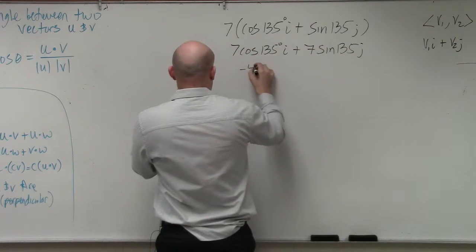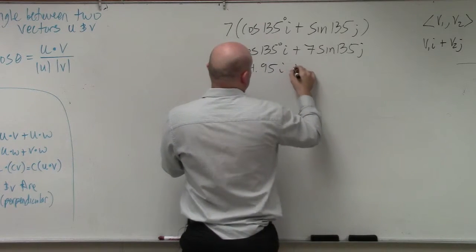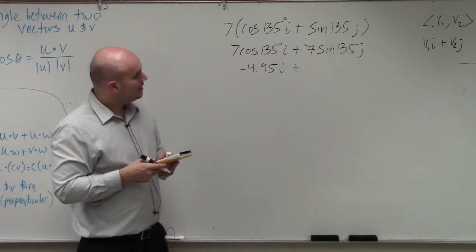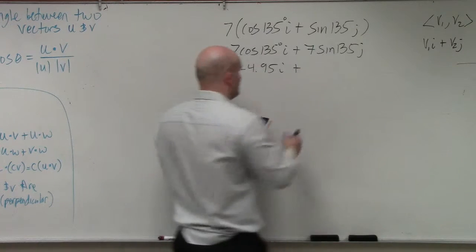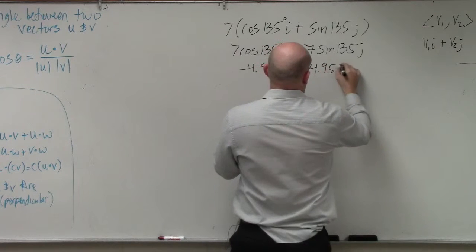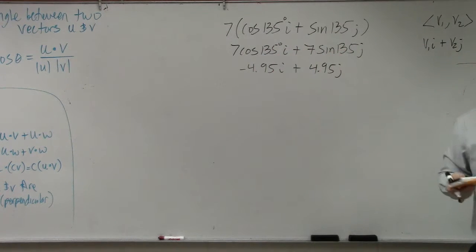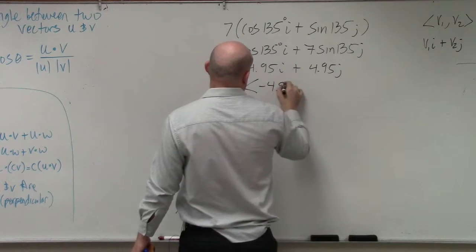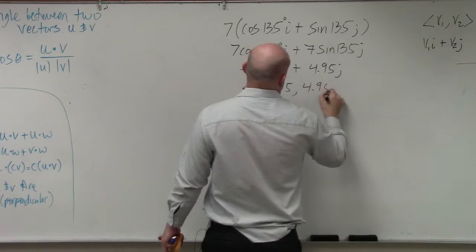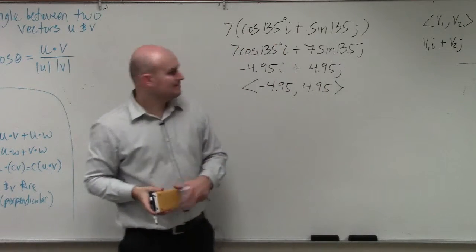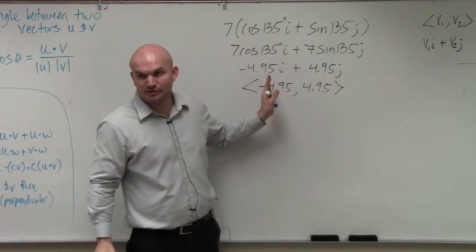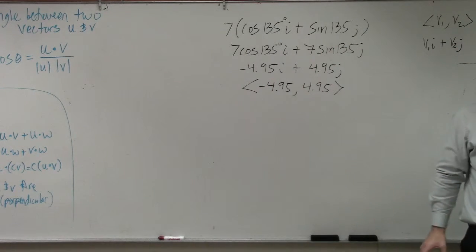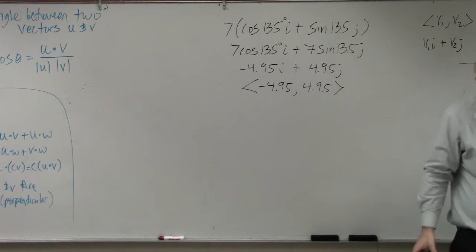So therefore, I get negative 4.95 i plus 4.95 j. Now, again, I don't really like linear combinations, so I'm going to write this in component form. OK, so I'm not going to really involve myself with the unit vectors i and j. I'm just going to write in component form. Does everybody see what I did? Yeah, I mean, it's the same thing.